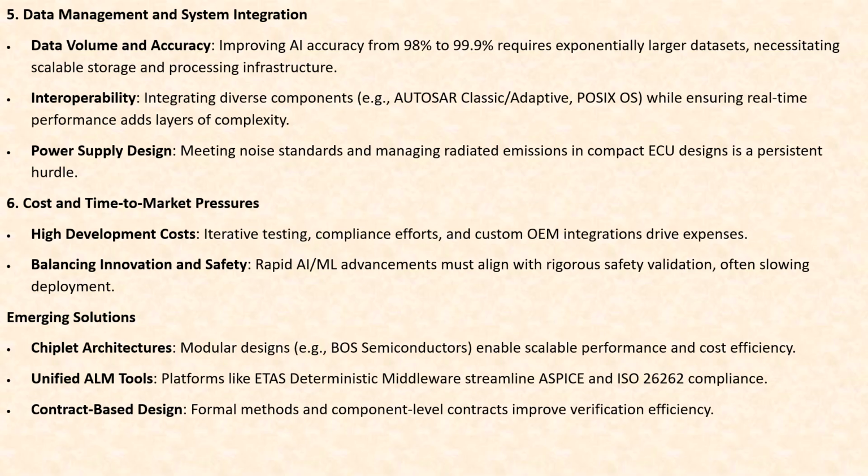Now, when it comes to data management and system integration, the magnitude of data: improving AI accuracy from 98 to 99.9%, even increasing by 1.9%, requires exponentially larger data sets, necessitating scalable storage and processing infrastructure. Okay, whether you are storing the data in a cloud or within the ECU itself, exponential levels of data storage are required. And when it comes to interoperability, integrating diverse components while ensuring real-time performance adds layers of complexity.